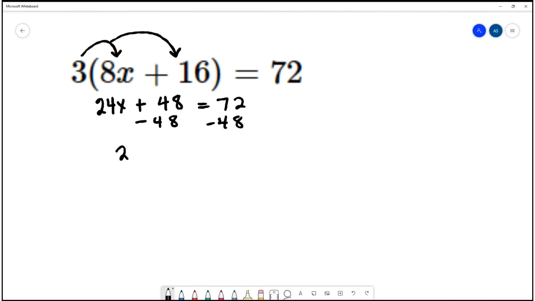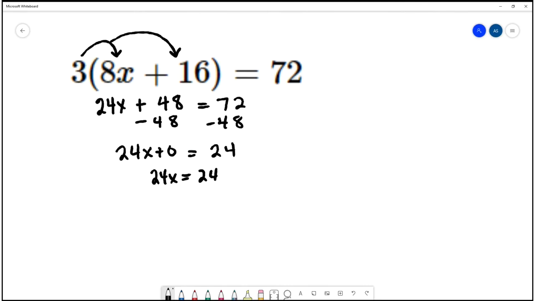That leaves 24x plus 0. 48 minus 48 is 0. And on the right-hand side, 72 minus 48 is 24. We have 24x equals 24.